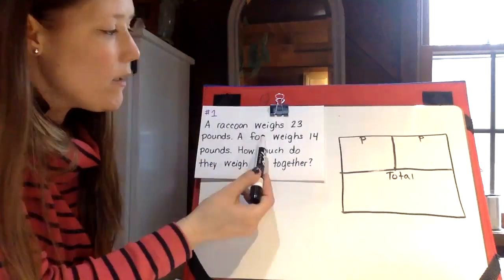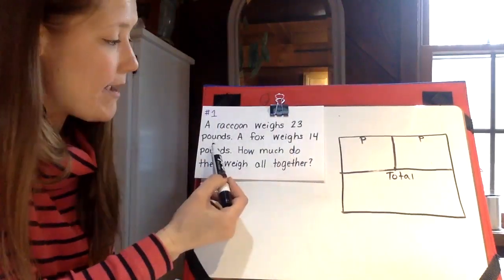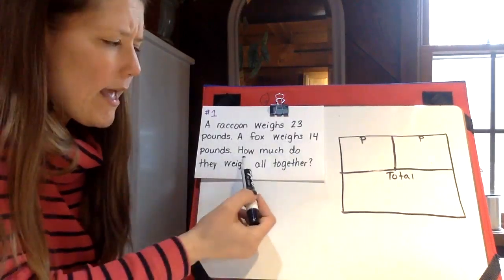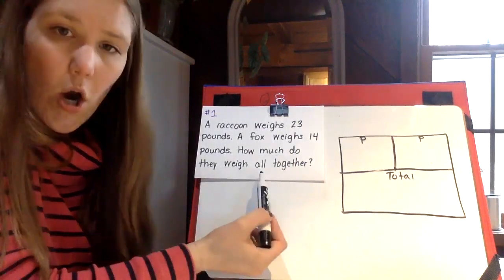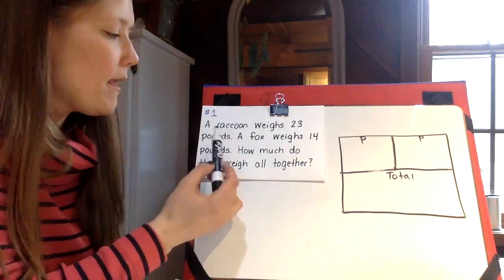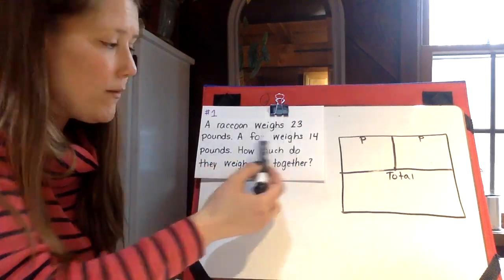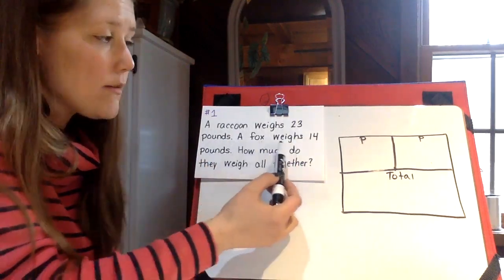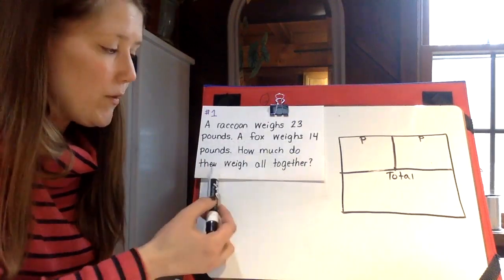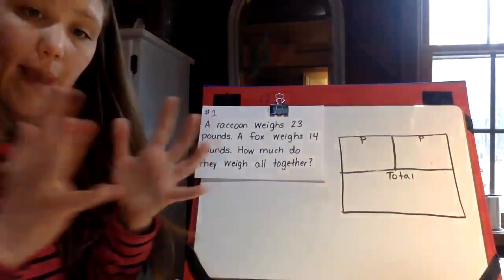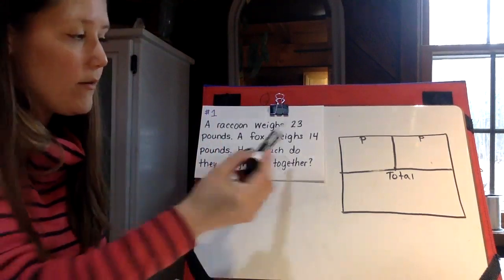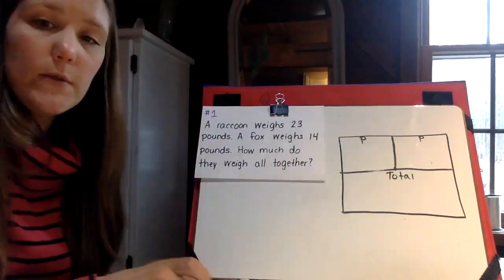A raccoon weighs 23 pounds. A fox weighs 14 pounds. How much do they weigh all together? I'm going to read it one more time. A raccoon weighs 23 pounds. A fox weighs 14 pounds. How much do they weigh all together? So we're adding here. We know the raccoon weighs 23 pounds, and we know the fox weighs 14 pounds.